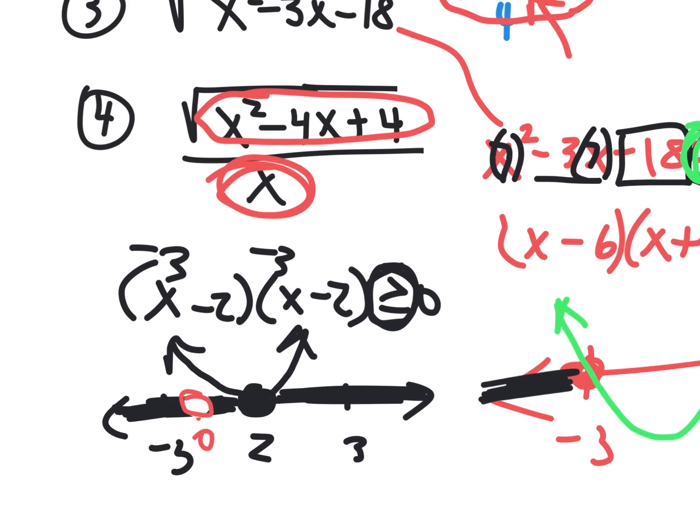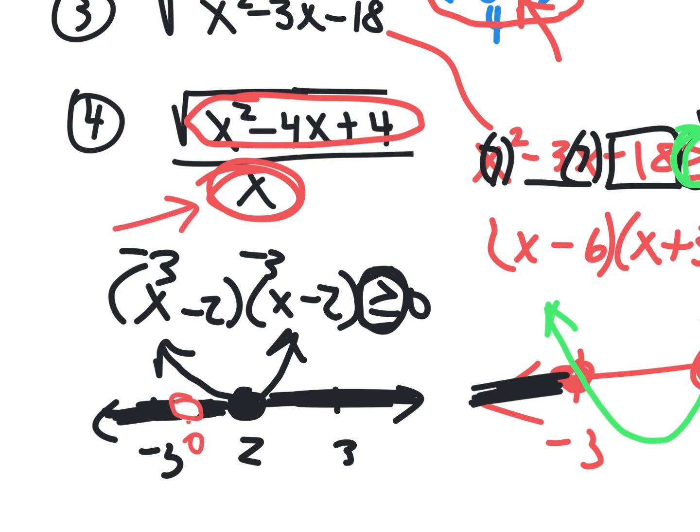Why did I do that? Because again, remember there was an x on the bottom. So can x be allowed to be 0? No. So everything worked except 0. Any questions on that one? I'm definitely seeing a lot of puzzled faces.